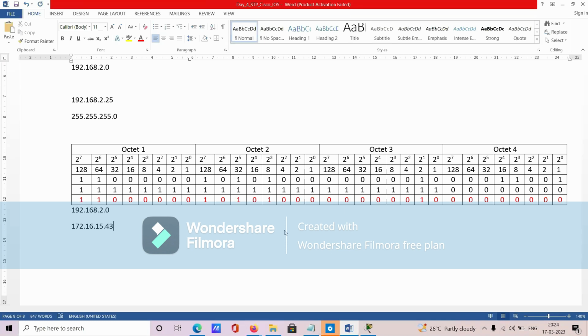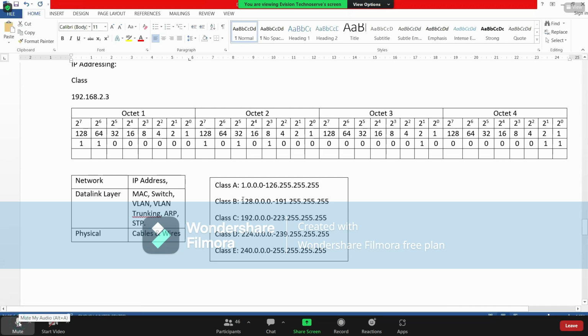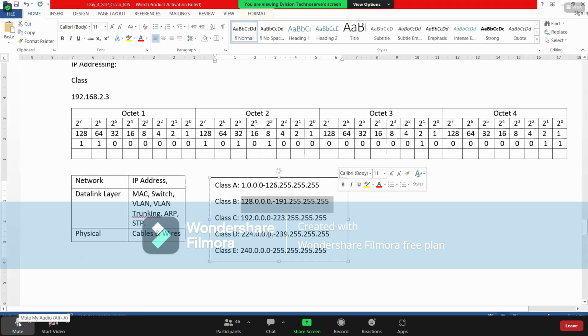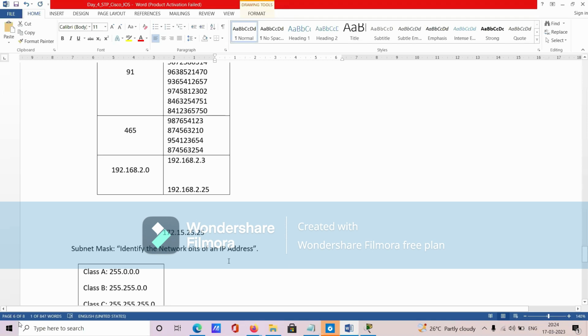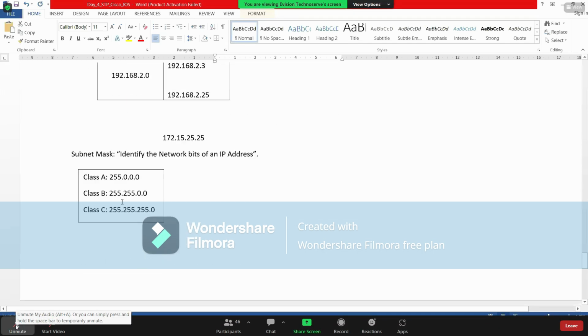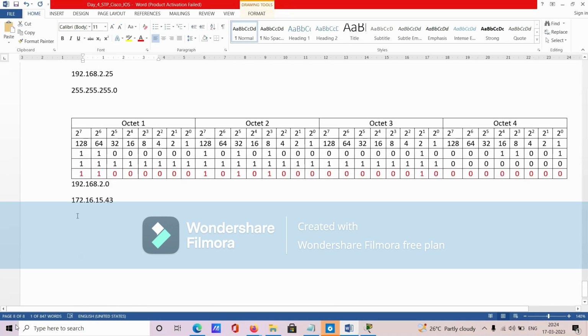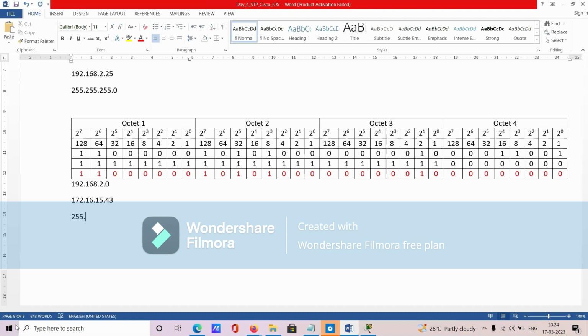The IP address is 172.16.15.43, and identify which class this IP address belongs to. Check the range. Looking at the range, it belongs to class B. And what is the subnet mask of class B? 255.255.0.0.